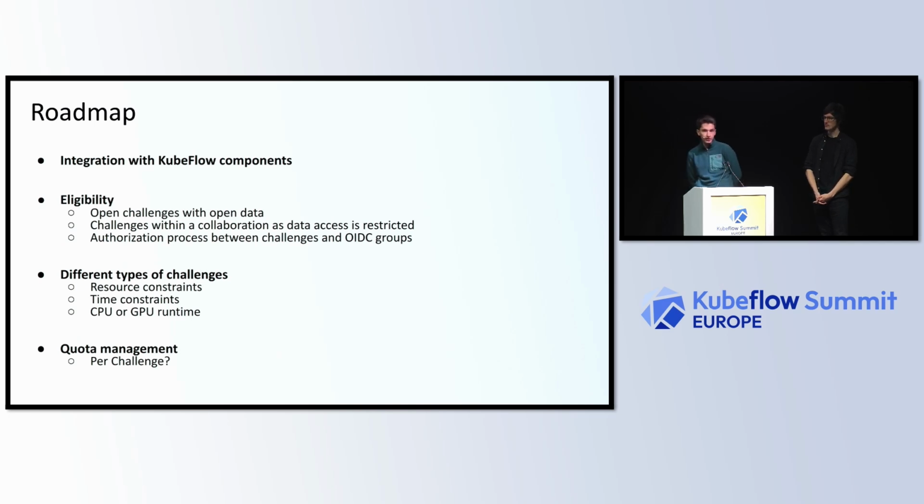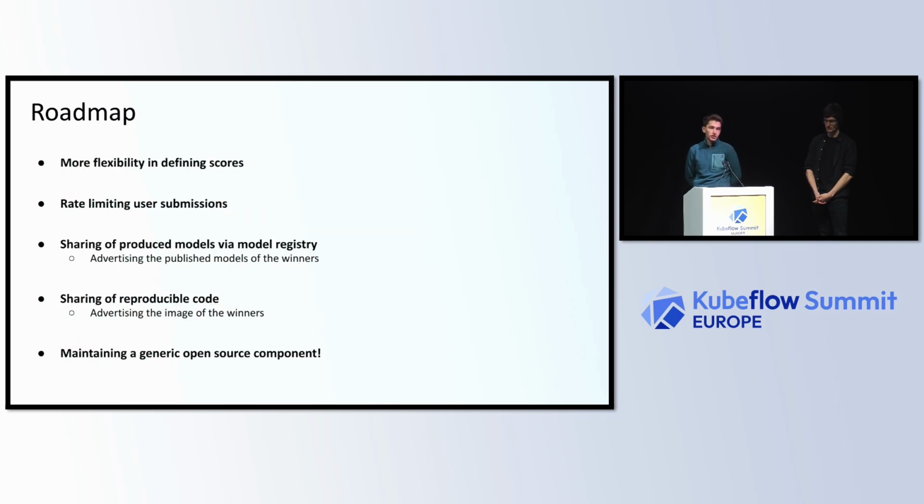In terms of quota management, how do we handle this? Do we do it per challenge? Do we have a shared pool for all challenges? We need to give the challenge maintainer more flexibility in defining their user scores. We need to also rate limit user submissions, so we just don't take up all the resources available. And we also need to expose the results of these challenges in terms of the models via model registry and the code, advertising either the image or directly the code of the winners. And maybe even maintaining an open source component for this.